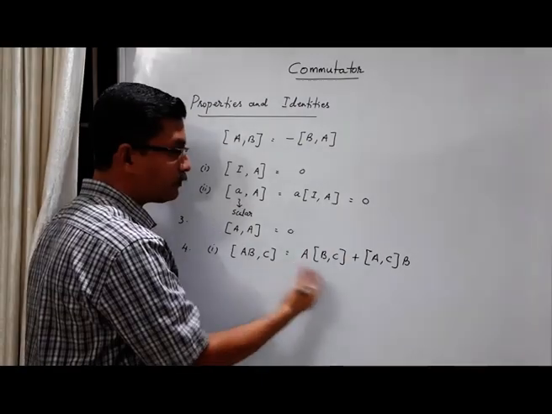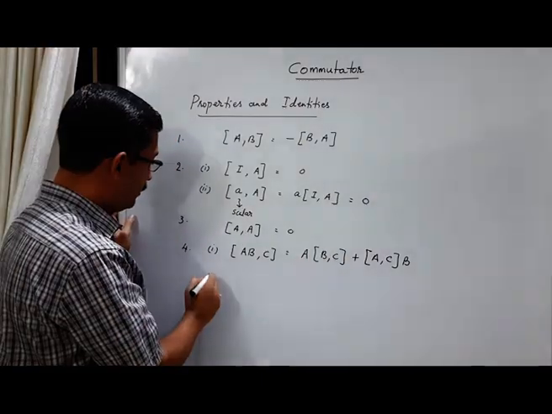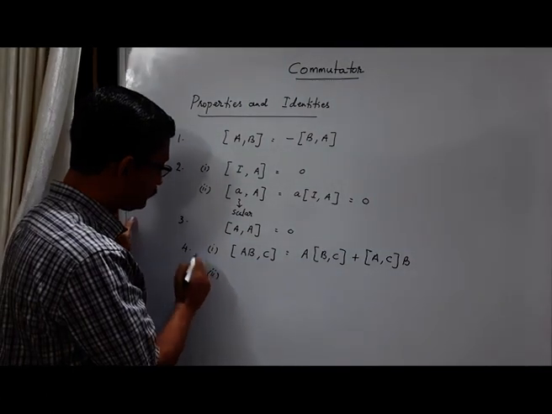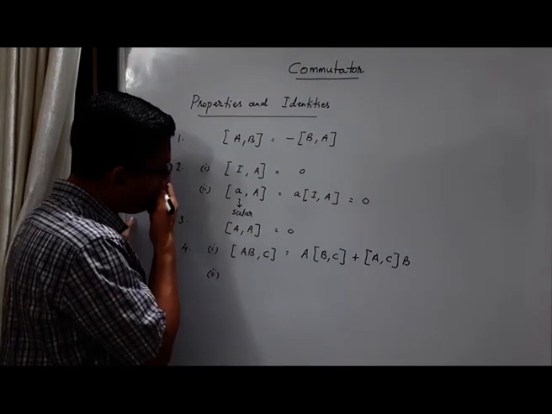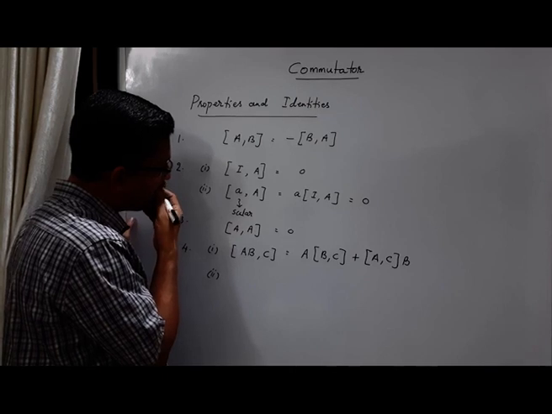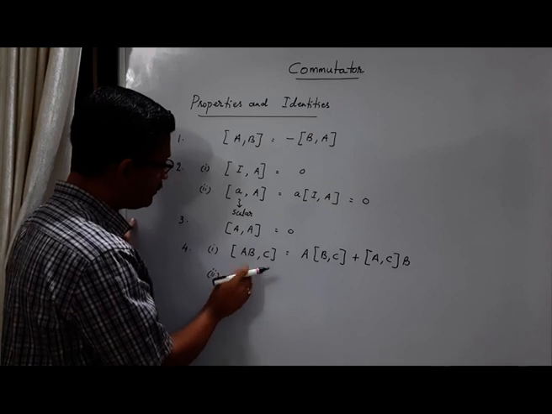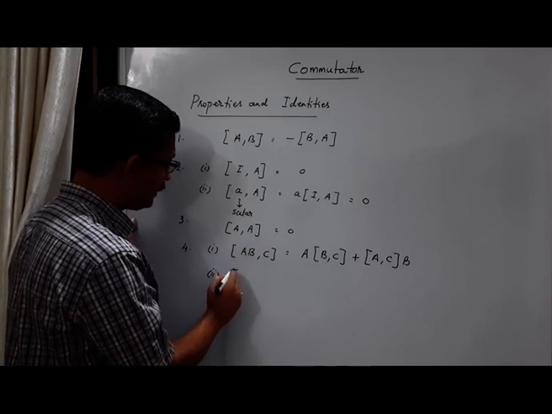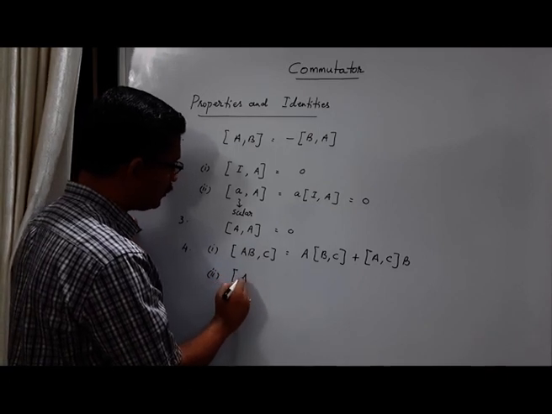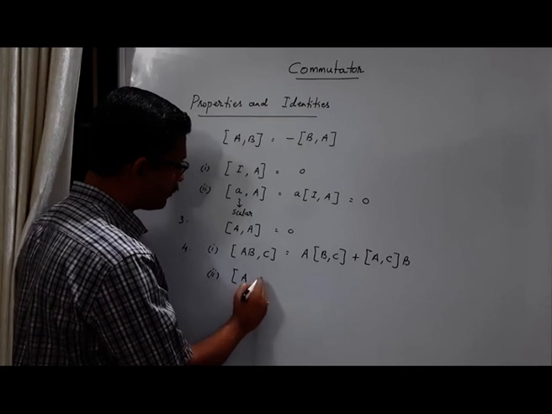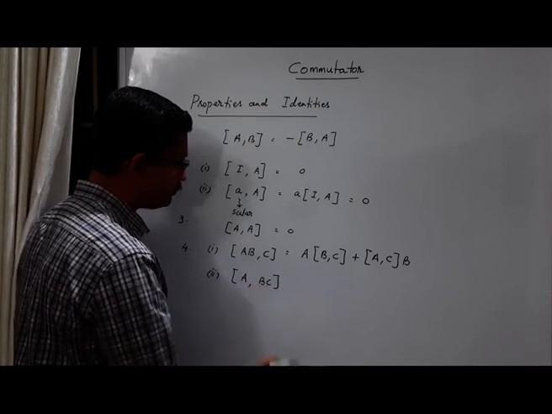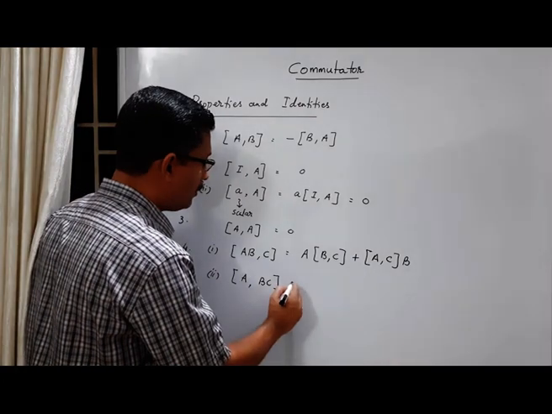Okay, maybe right to left will be easier. You can try that. So then next is the same identity you can express in another way. Suppose on the first factor you have only one operator, on the second factor you have two operators BC, like this. Okay, how do you expand it?